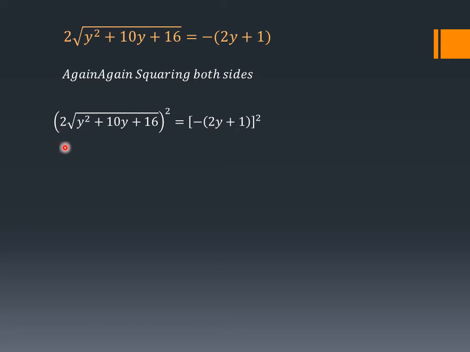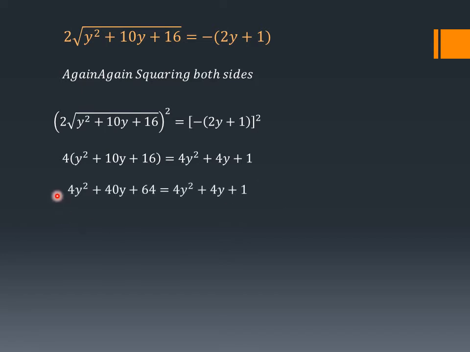We will take the square of minus and then open the 2y plus 1 bracket with the formula. The square of 2 is 4 and the expression under the radical sign will remain the same because the root has got cancelled with the square. So y square plus 10y plus 16 equals to minus minus is plus, so no signs will get changed. 2y plus 1, here 2y indicates a and 1 indicates b. So a plus b whole square is equals to a square plus 2ab plus b square.